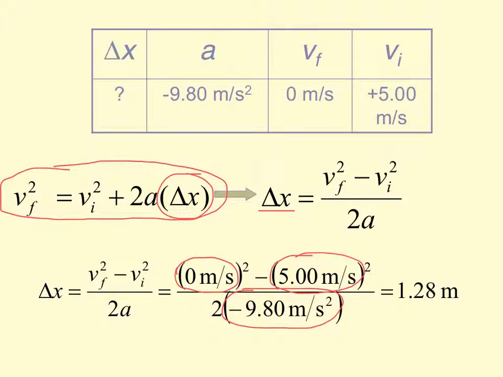After I do all the algebra and take the time, you can pause this and try it out on your calculator, but you end up getting a positive 1.28, which makes sense that displacement is positive because the displacement was going up when you toss the coin in the air.